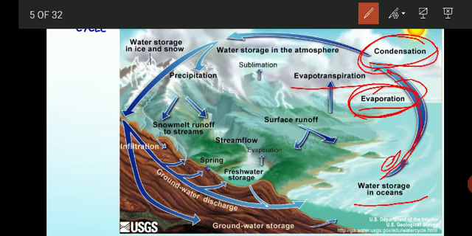So what happens after formation of clouds? The water that is stored in the atmosphere, then some water will be as sublimation. Sublimation is what? That is the term most often used to describe the process of snow or ice changing into water vapor without melting. That is important. So whatever ice is present, it will not melt, it will directly convert into vapors. That is called sublimation.